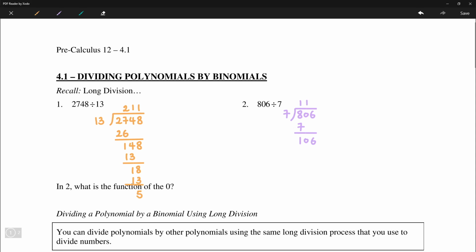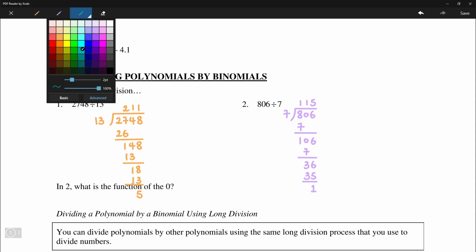And we have another 1 here. 1 times 7 is 7. We subtract again. And we are left with 36. And 5 times 7 is 35. So if we subtract again, we have a remainder of 1.